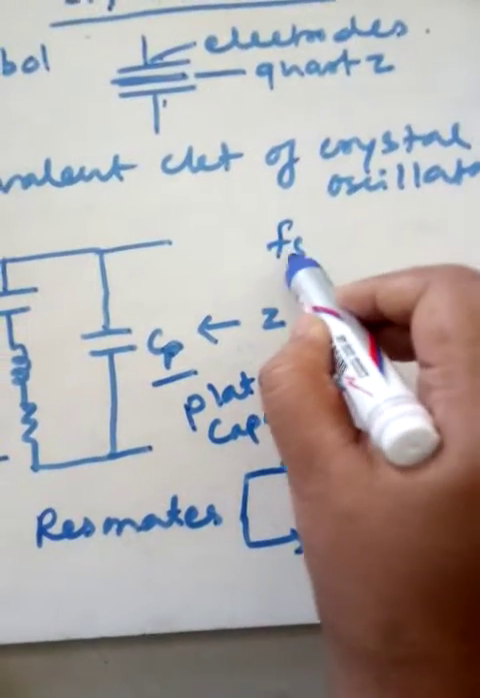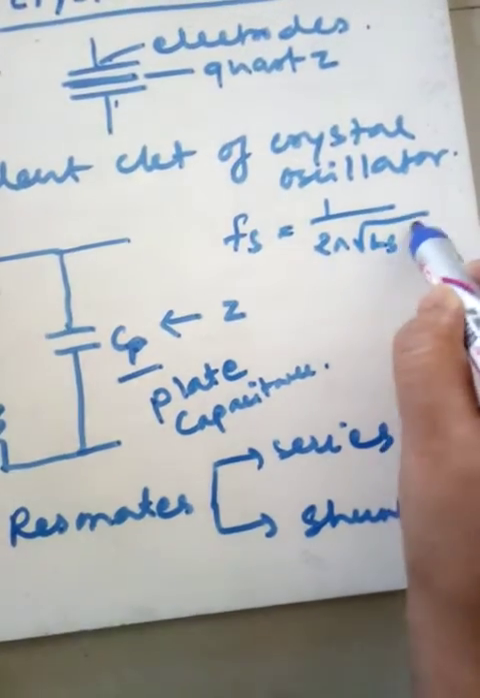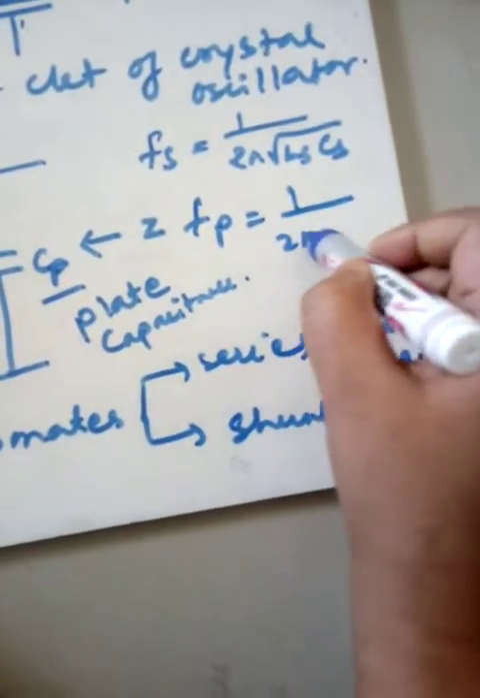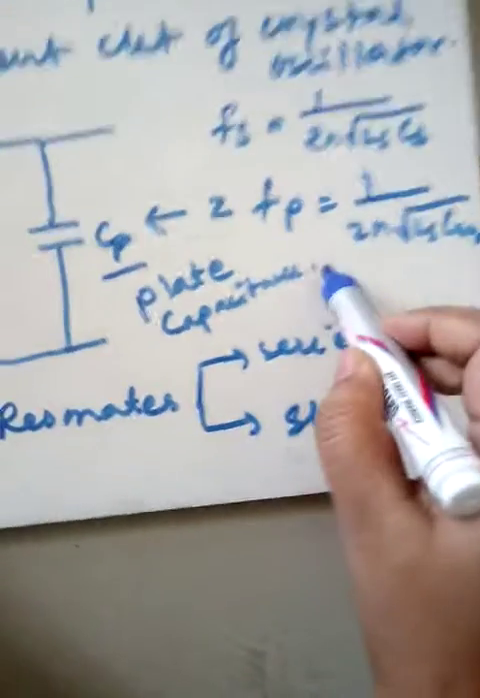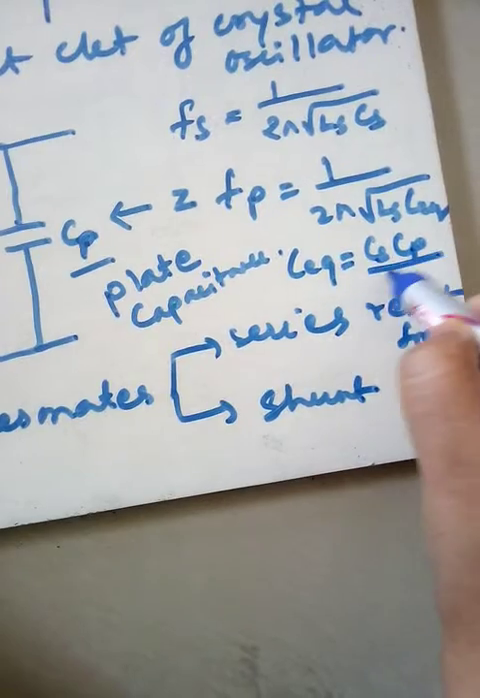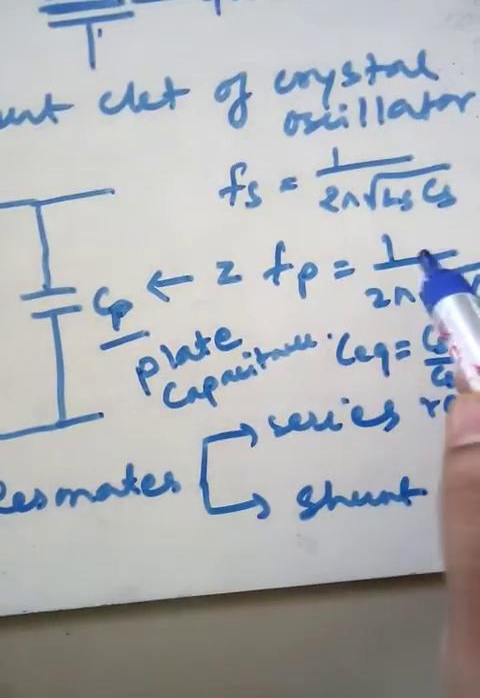The series resonant frequency is 1 by 2 pi root over Ls into Cs. These are the motional inductance and capacitance. And the parallel resonant frequency is 1 by 2 pi root over Ls into C equivalent, where C equivalent is, since we have two capacitances, Cs and Cp, Cs plus Cp. So this is the parallel resonant frequency.